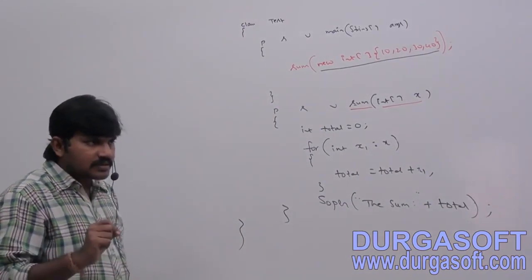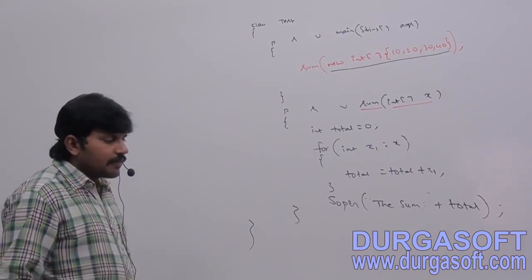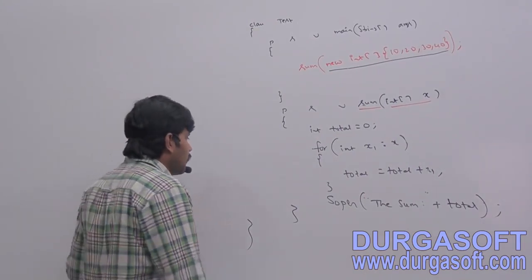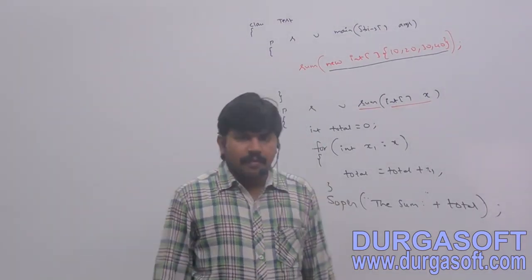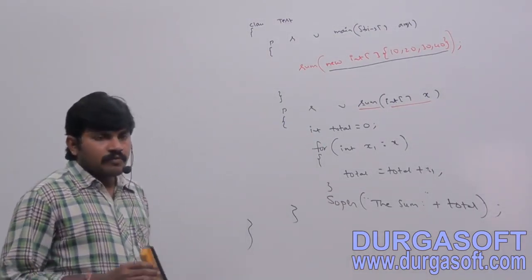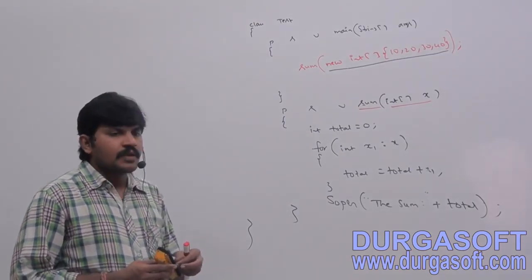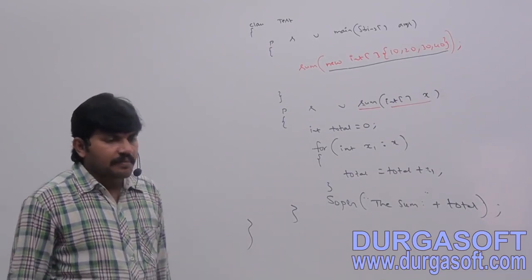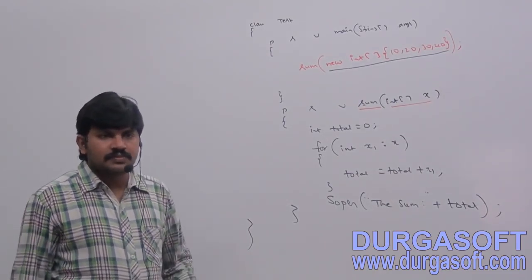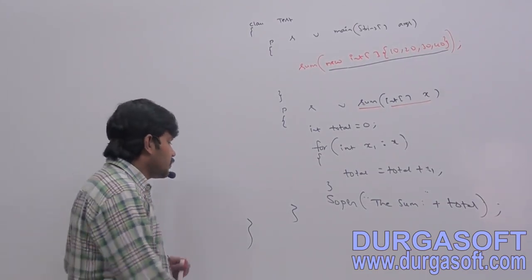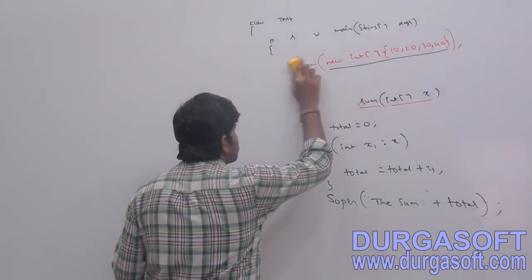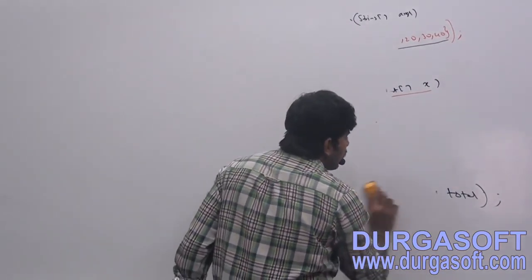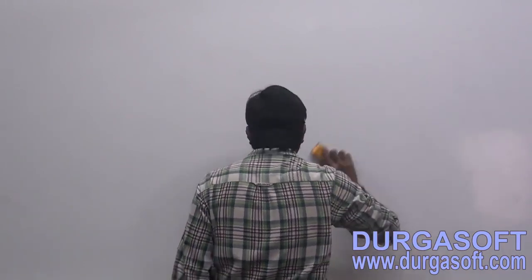Hence, for this one-time requirement, anonymous array is the best choice. Okay, that's all. So this is what an anonymous array is. Next, keep submitting.